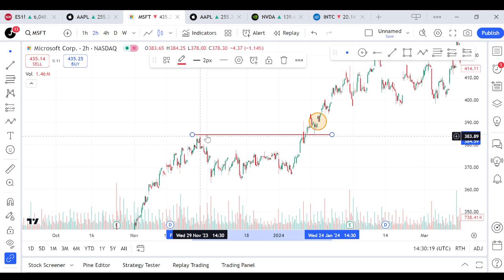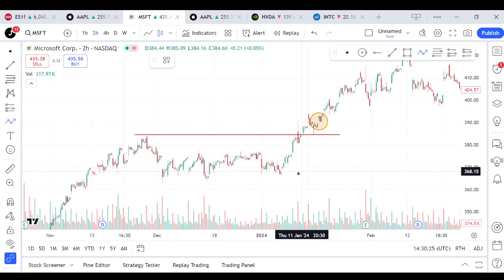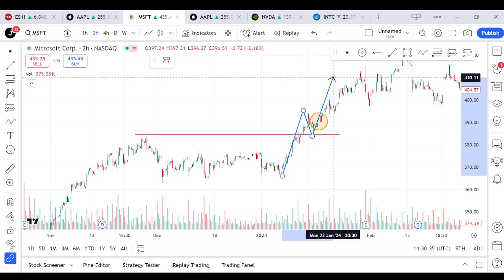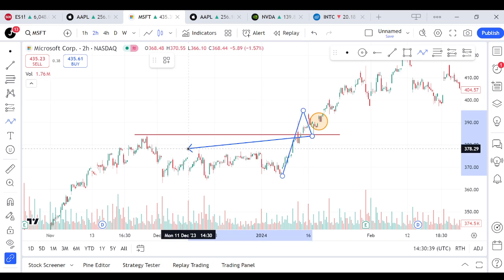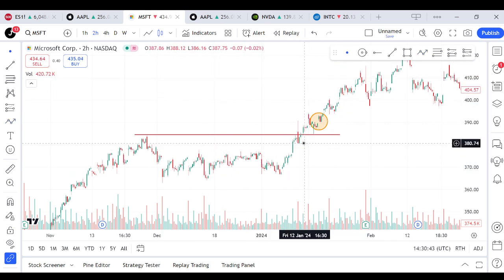This was resistance initially, but it is now support, as you can see right here. And you can see price, after the massive break of this key level, retracing to this level to use it as support. So we are looking for buying opportunities or bullish continuation of this uptrend. Having said that, we know that we are looking for bullish opportunities.